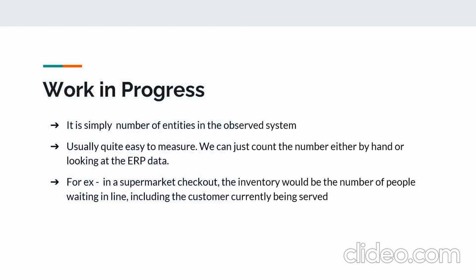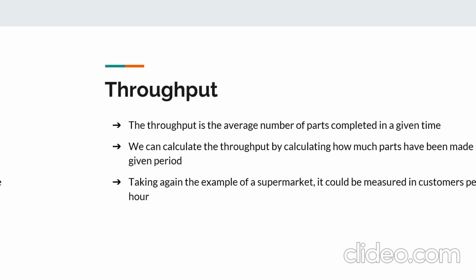Work in progress, abbreviated as WIP, is nothing but the formal term given to the number of entities in the observed system. In the case of small industries, it can be easily obtained by manual counting, but in the case of large companies, when this option is not feasible, we can get WIP from the ERP data, which means Enterprise Resource Planning data. Consider the example of a supermarket. For this supermarket, the WIP would be the number of people in the checkout queue.